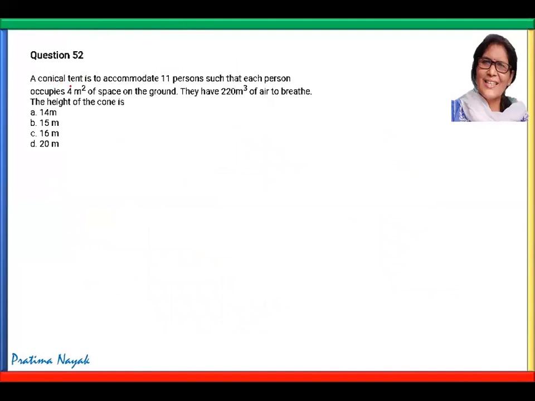Next, a conical tent is to accommodate 11 persons such that each person occupies 4 meters square space on the ground. They have 220 meter cube of air to breathe. The height of the cone is 14 meter, 15 meter, 16 meter, 20 meter. That means a tent is there. Here people are standing on the ground. Ground means this is your base area.